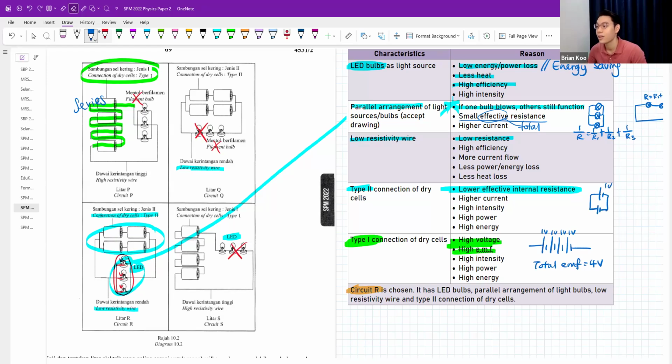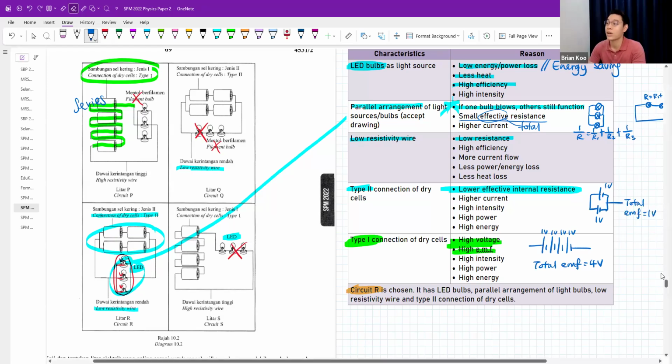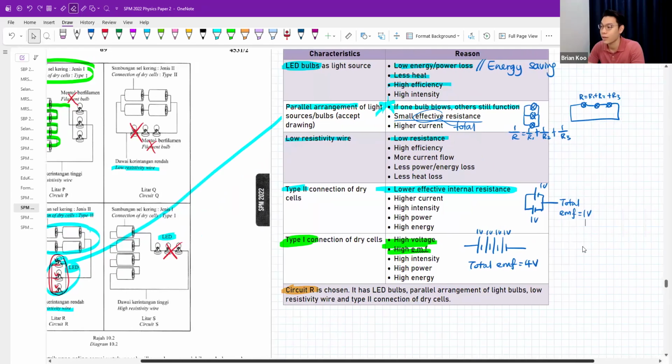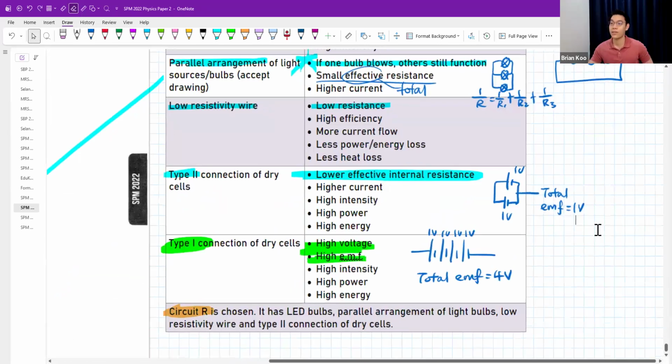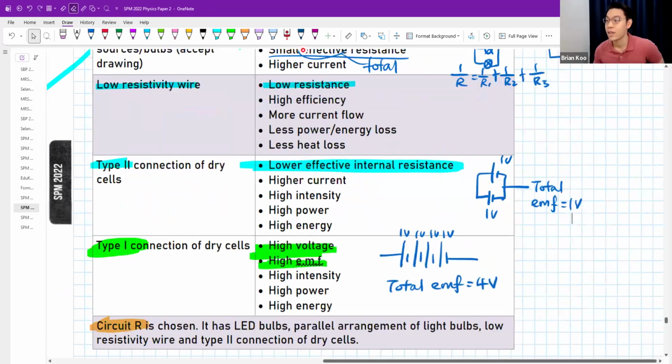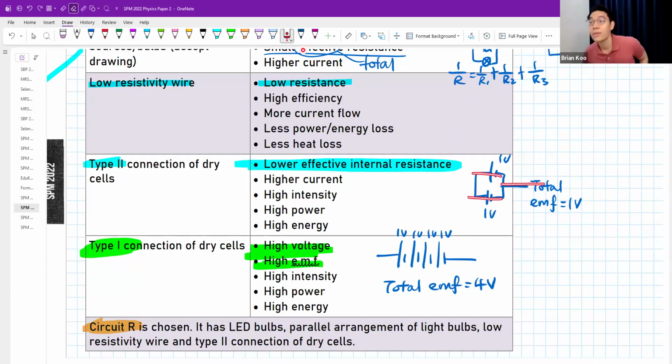if here 1 volt, here 1 volt, what is the total e.m.f? It's still 1 volt, because for a parallel circuit, voltage is the same. Here the same, here also the same. In a series circuit, voltage will all add up together. So that is the difference.